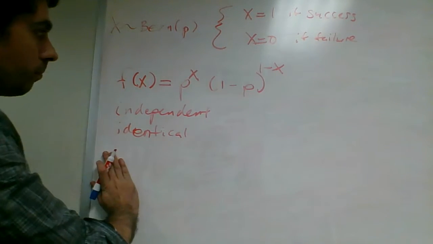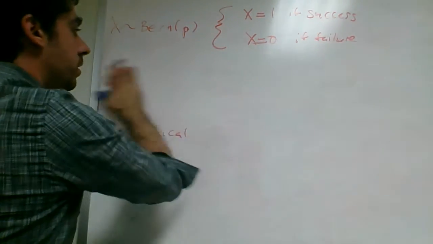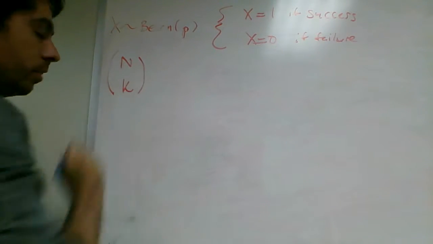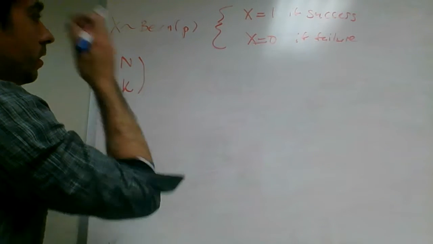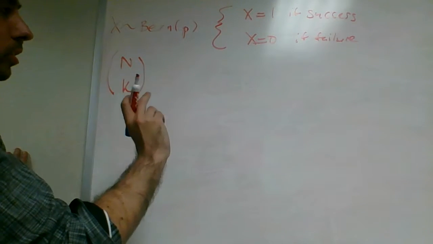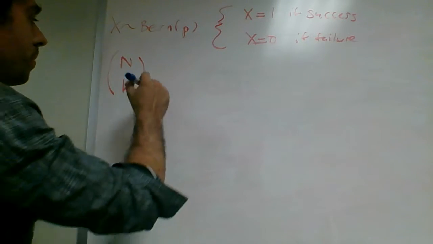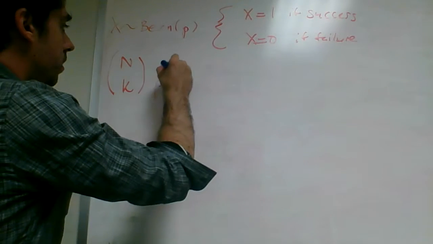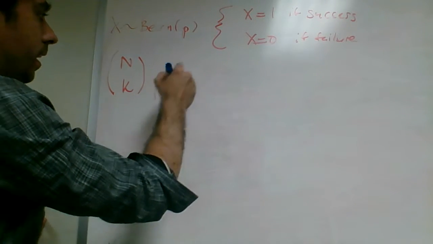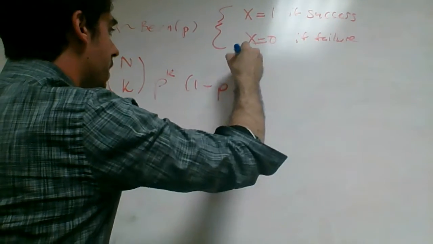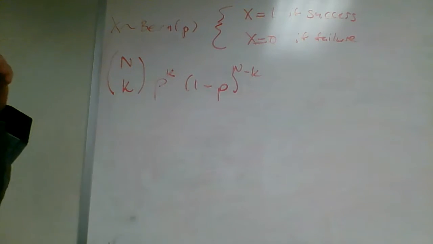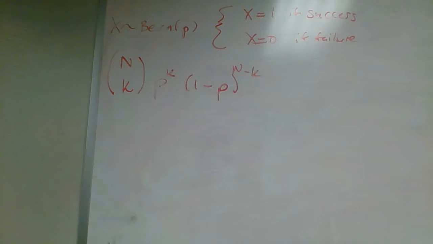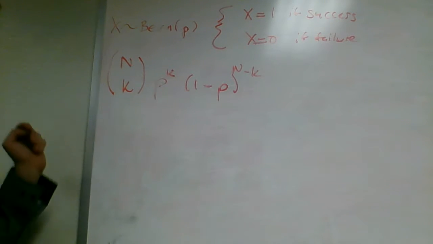So what I want you to keep in mind before I go forward is just what the formula for the binomial looks like. So the Bernoulli is that little equation of p to the x times 1 minus p to the 1 minus x. The binomial distribution is n choose k times p to the k times 1 minus p to the n minus k. Where in this case, n is the number of trials, k is the number of successes, and p is the probability of success, just like it was for the Bernoulli.